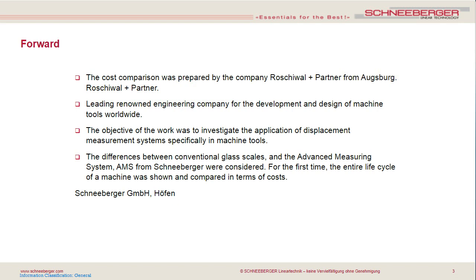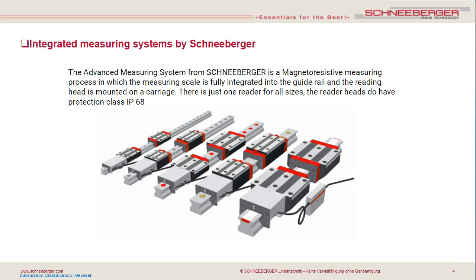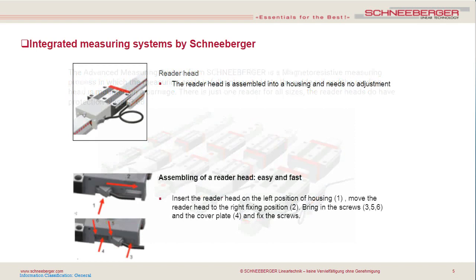Integrated Measuring Systems by Schneeberger. The Advanced Measuring System from Schneeberger is a magnetoresistive measuring process in which the measuring scale is fully integrated into the guide rail and the reading head is mounted on a carriage. There is just one reader head for all sizes. The reader heads have protection class IP68. The reader head is assembled into a housing and needs no adjustment.